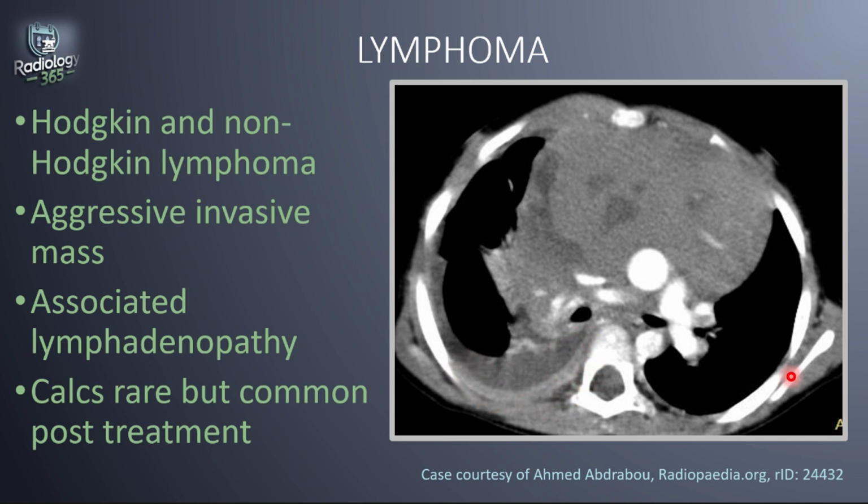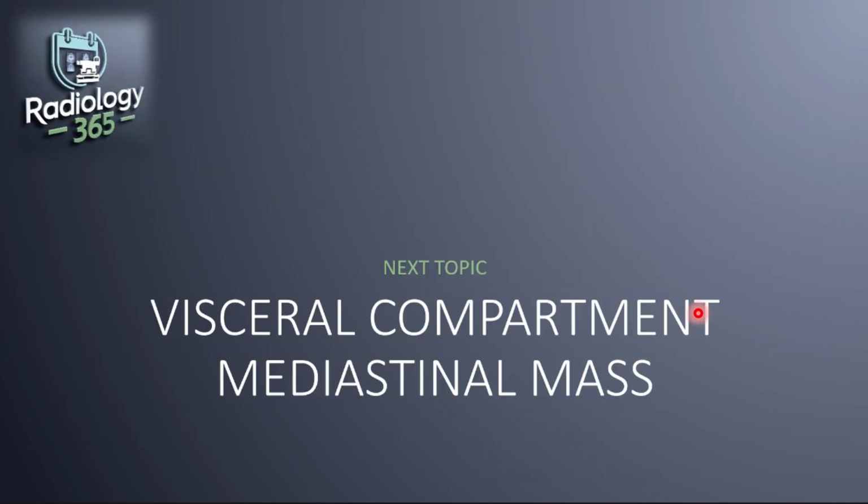Important to note that lymphomas are quite soft and they like to mold around structures. That's why the description of encasement around the vessels is important. That brings us to the end of this discussion. The next topic would be visceral compartment mediastinal masses.